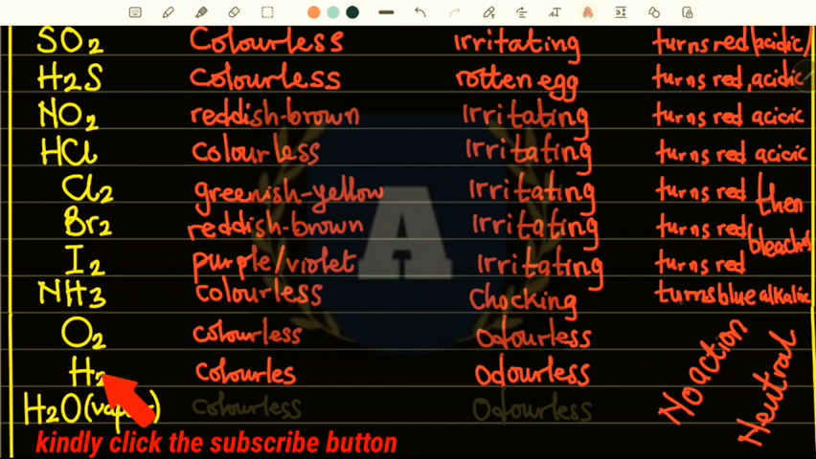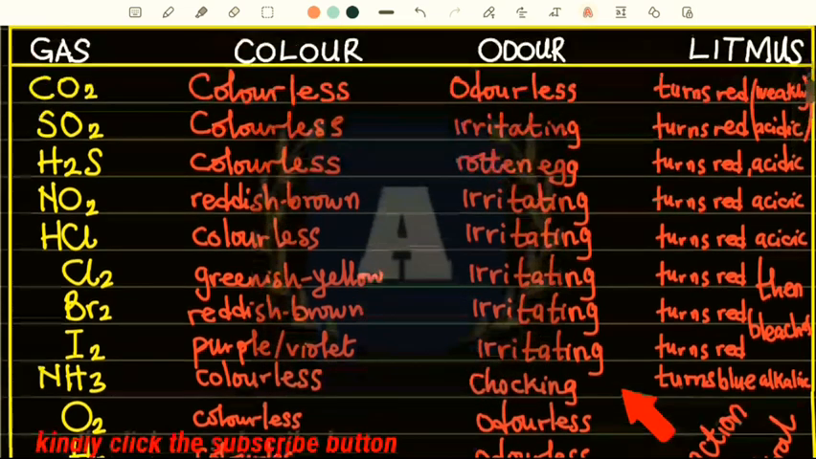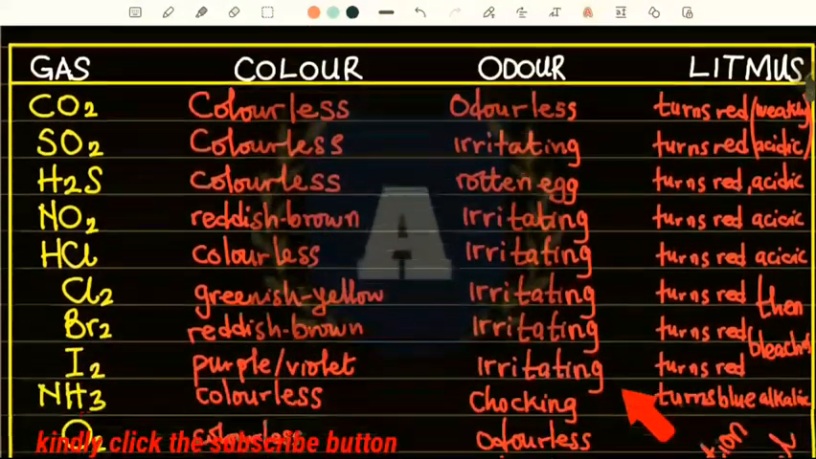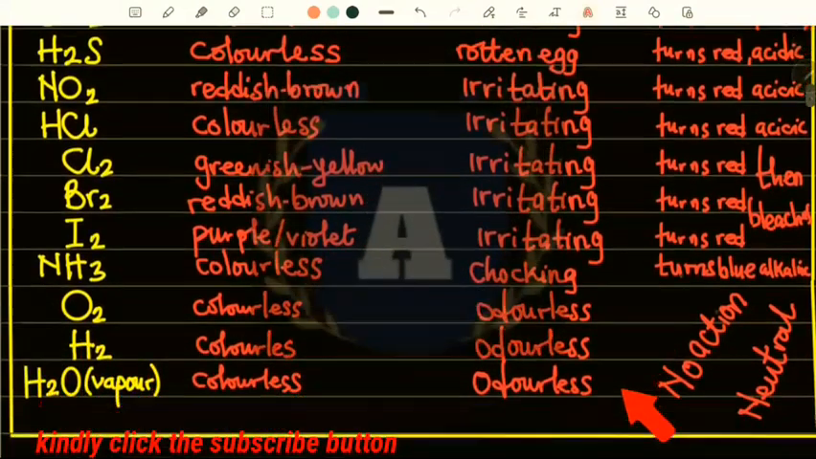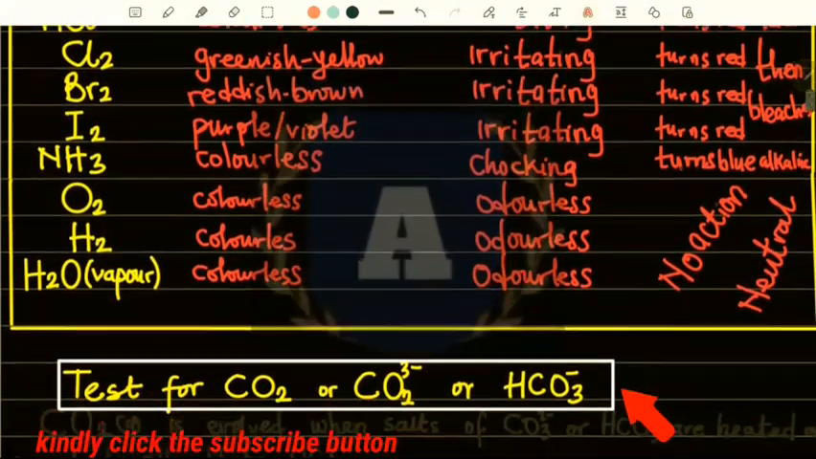Then we have water vapor. The vapor is also colorless. It is odorless. It has no action on litmus paper. So those are the characteristic features of the gases that you may be asked to identify. So it is quite essential for you to know them.